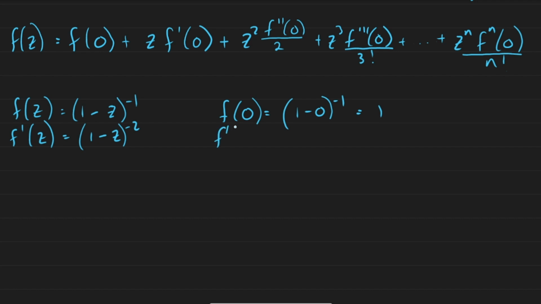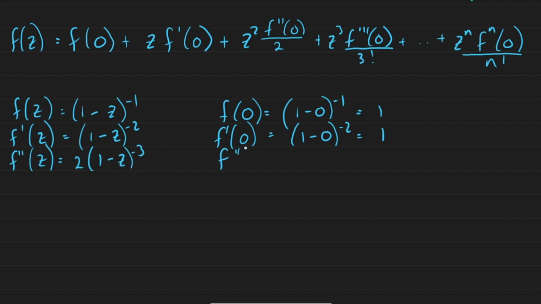Now if we compute that first derivative at 0, then we would have 1 minus 0 to the power minus 2, and that again gives us 1. Then we find the second derivative: we would have minus 2, and then times the inside function's derivative minus 1, so it just gives us 2 on the outside. So we have 1 minus z to the power minus 3, and that derivative at 0 is equal to 2 times 1 minus 0 to the minus 3, and we can write that as 2 or 2 factorial. So we carry on in this manner.